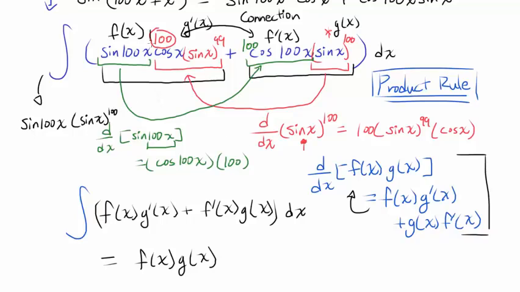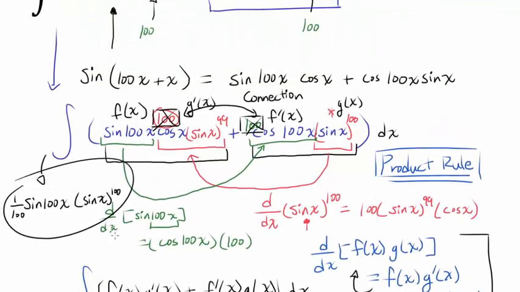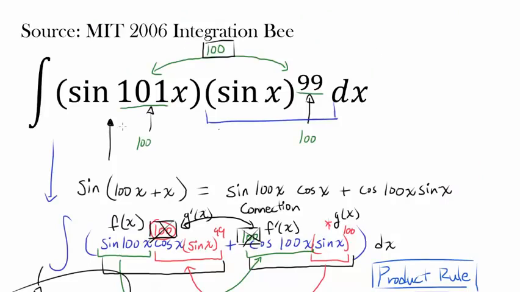But the thing is, we gotta get rid of this 100 multiple somehow, because you're multiplying by 100 on both sides of the equation. You can get rid of 100 by dividing by 100. So you can divide by 100, and we have the solution to our question. So let me write it down. The solution to this question, integral of sine of 101x times sine of x to the 99th power, is 1 over 100 times sine of 100x times sine of x raised to the 100th power plus constant of integration.